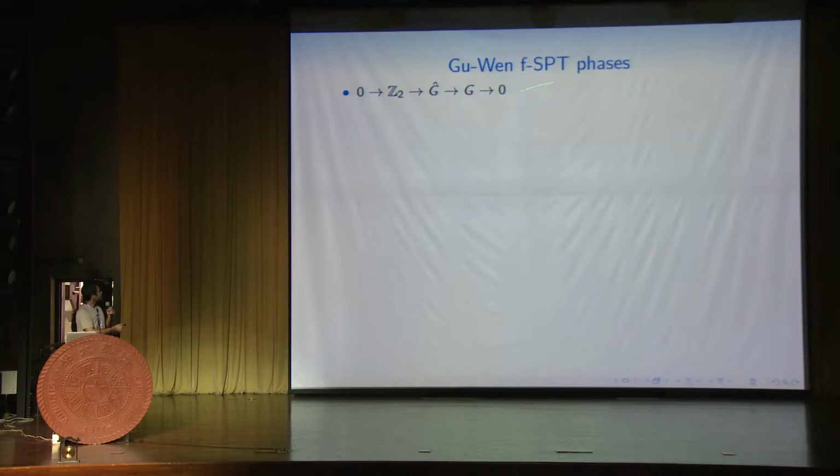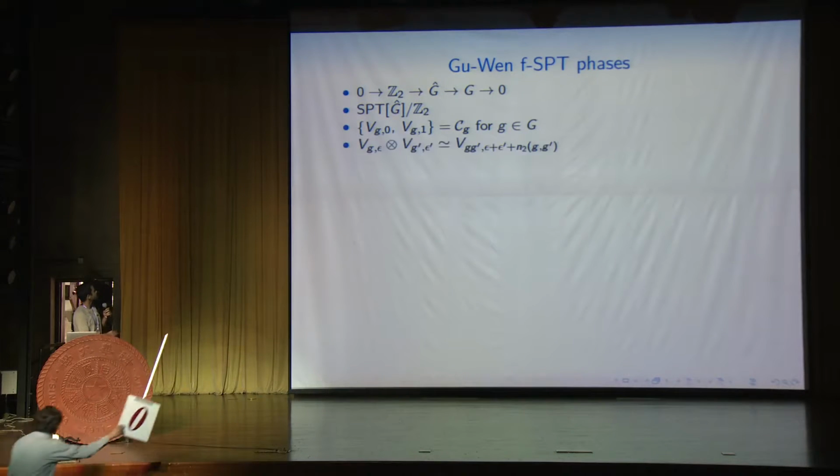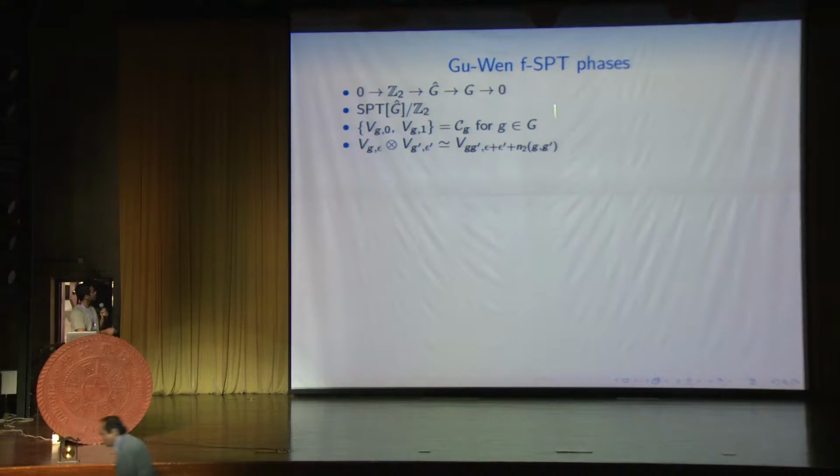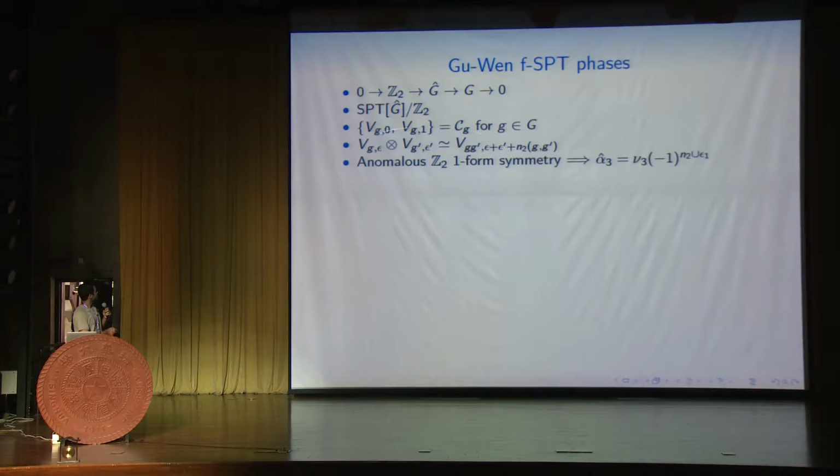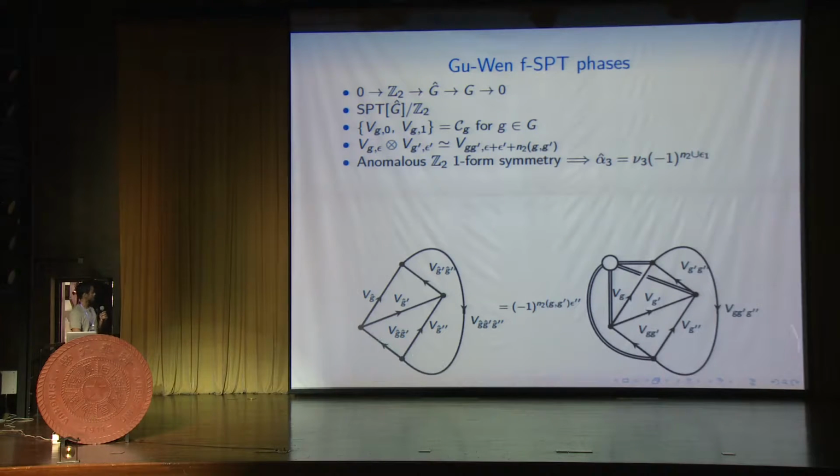Now I will define fermionic SPT phases, first described by Gu and Wen. To do this, consider a central extension G hat of G by Z2. Then consider a bosonic SPT phase protected by G hat and gauge the Z2 subgroup inside it. This gives rise to a category which has two simple objects, and the fusion rules are completely characterized by a group 2-cocycle. Demanding that the system has an anomalous Z2 one-form symmetry constrains the G hat associator in terms of a G supercohomology element given by mu 3 and n2. Graphically, this is just the following statement, where this graph defines mu 3 for us.